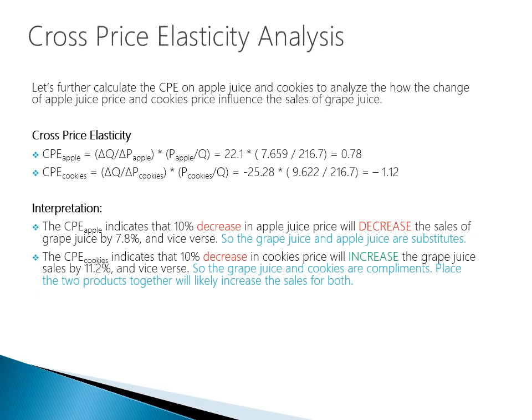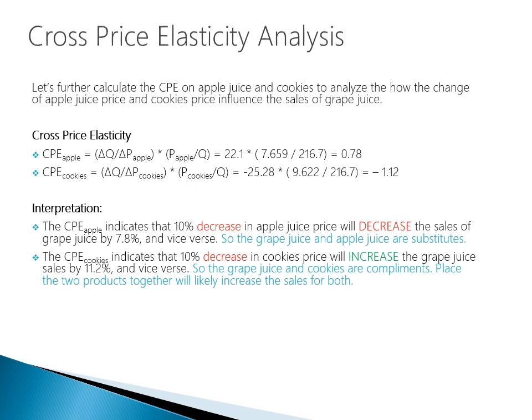Likewise, the cross-price elasticity of cookies indicates that a 10% decrease in a cookie price will increase the grape juice sales by 11.2% and vice versa. So the grape juice and cookies are complementary products. If we place these two products together, we'll likely increase the sales for both of them.